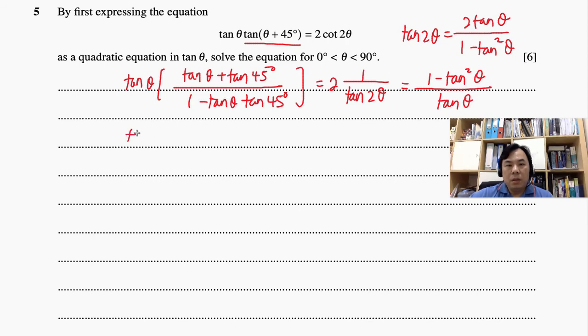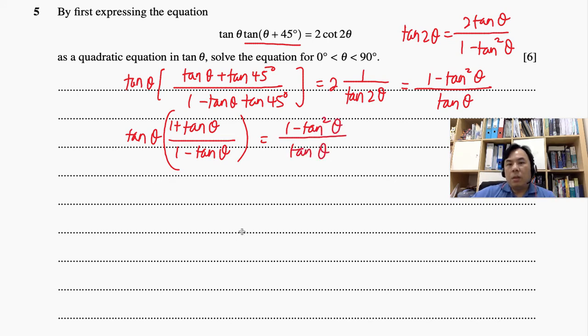And then simplifying this, tangent theta, this is actually a 1, so 1 minus tangent theta is equal to 1 minus tangent square theta over tangent theta. So there's a lot of work to be carried out here. Now since the domain has been restricted to the first quadrant, all the values for tangent must be positive. All the values for tangent must be positive, right?